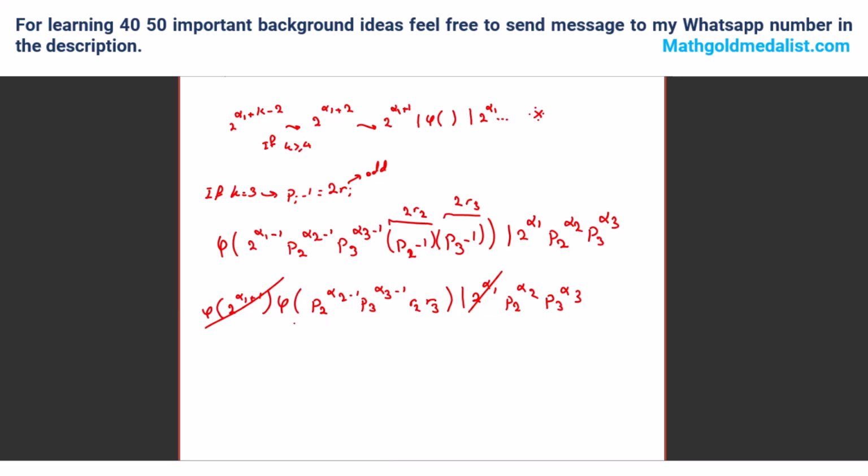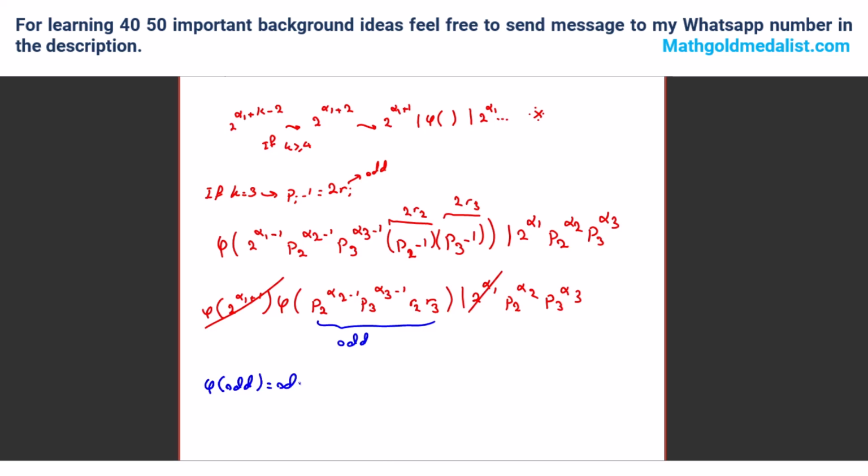So this part should be what? P2 raised to some beta 2, P3 raised to some beta 3, and it should be odd, because here we don't have any 2, right? So inside that is odd, right? So phi of an odd number is odd.